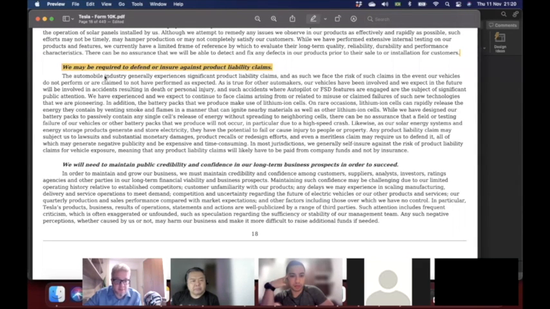Other things that are important. We may be required to defend or insure against product liability claims. And here there's something very important when we talk about Tesla. Let me just stop sharing.